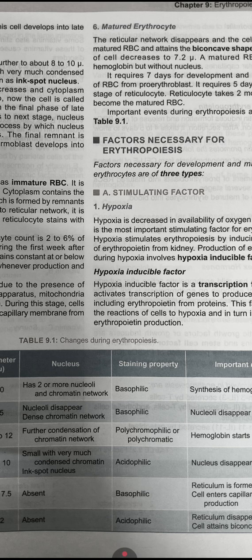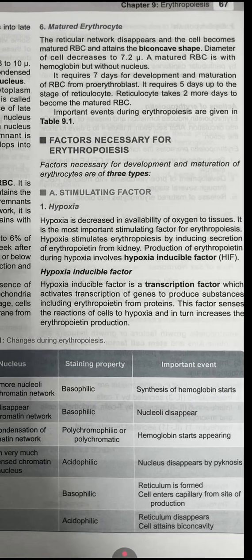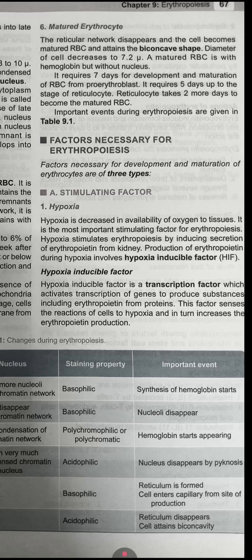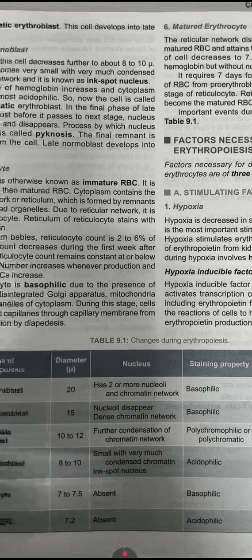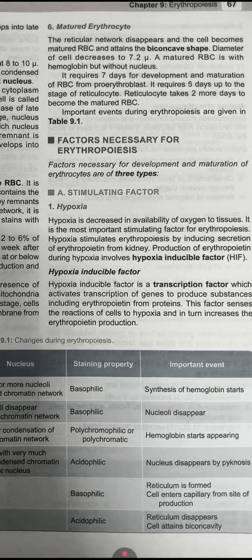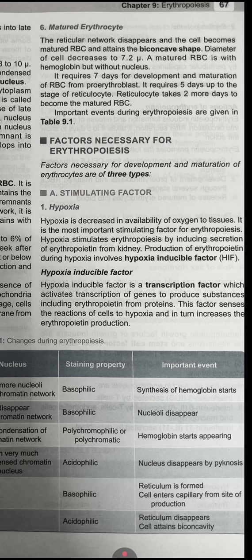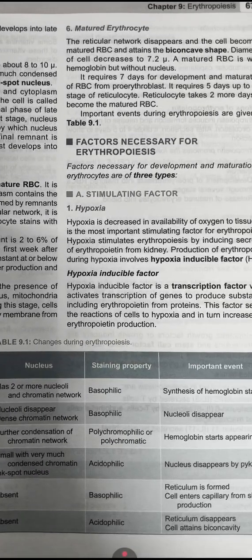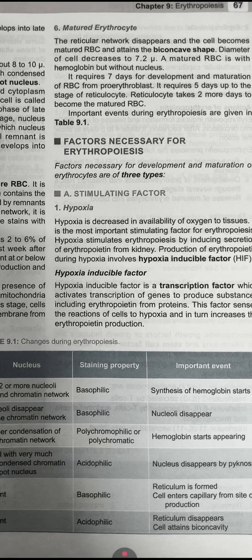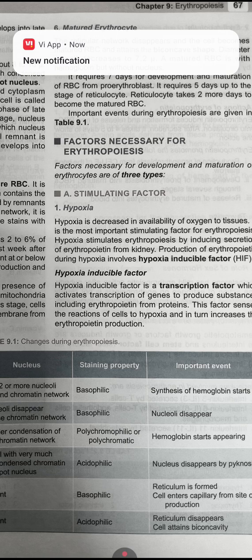it became again acidophilic. An important event: synthesis of hemoglobin started in the first stage, in pro-erythroblast. Sorry if I said it wrong before, but in pro-erythroblast itself, synthesis of hemoglobin started. In the second stage, nucleoli disappear. In the third stage, hemoglobin starts appearing. It starts synthesizing in the first stage, but it starts appearing in the third stage.